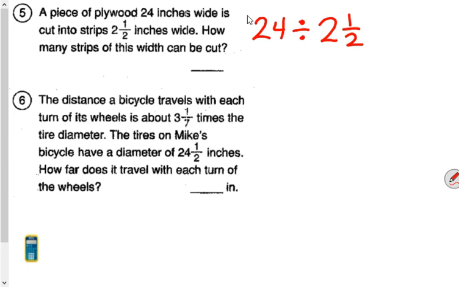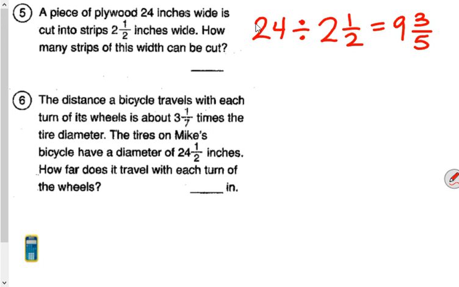When you do that on your calculator, you're going to do 24 divided by, and then you can put in your mixed number, 2 space 1/2. That's how I would key it in using the keyboard. It's easier to do that than using the buttons necessarily. And when you do that, it gives you the answer 9 3/5.